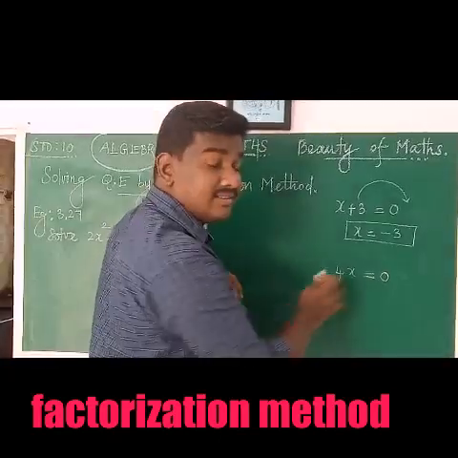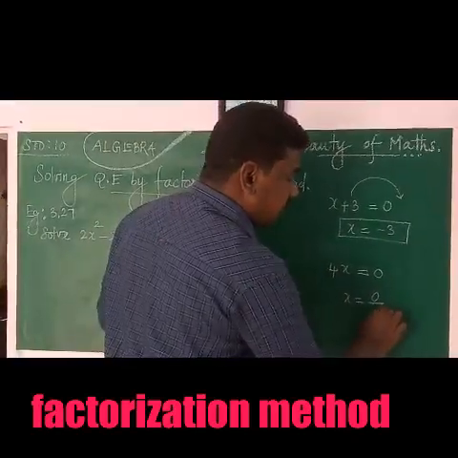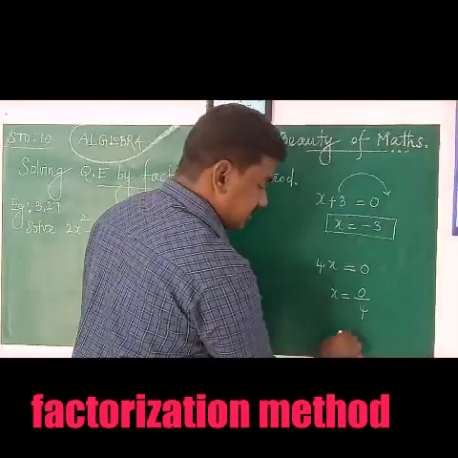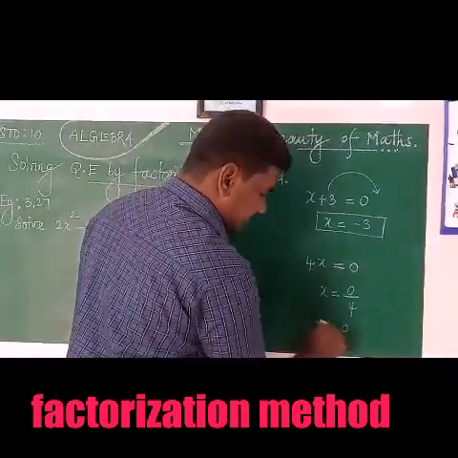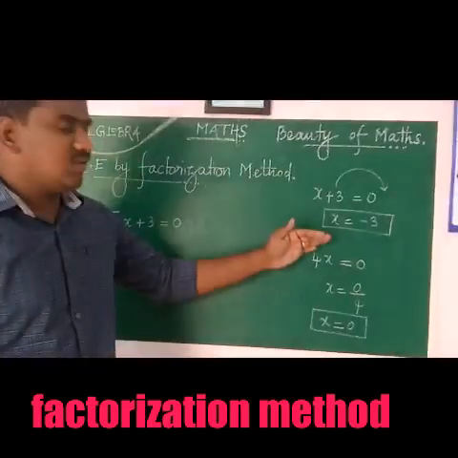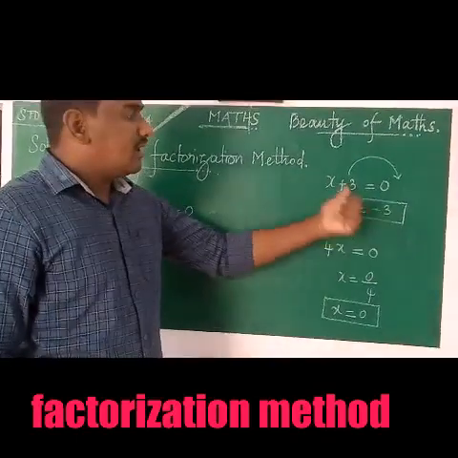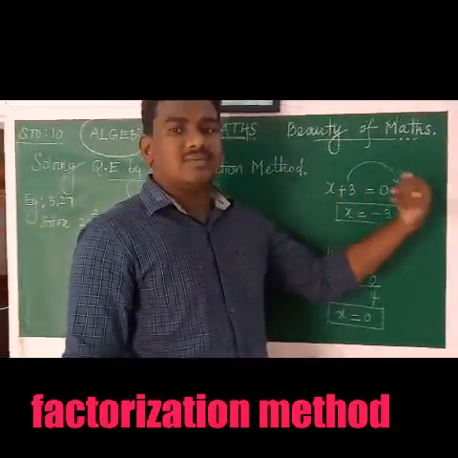Here 4x is equal to 0. So the value of x is equal to 0 by 4. 0 by anything is equal to 0. So the value of x is equal to 0. What is this x value? This x value is nothing but the root of this equation, or the solution of this equation.